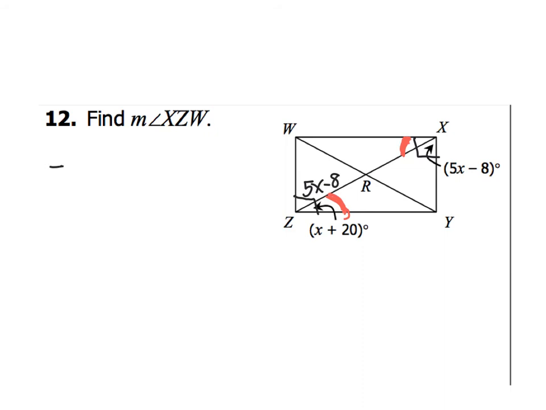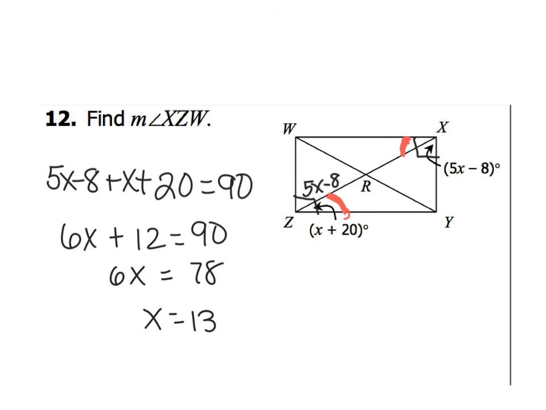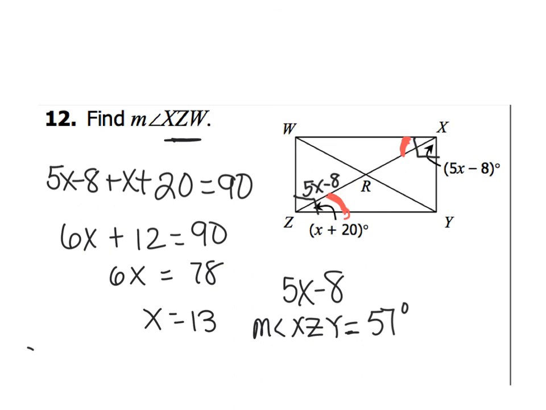So what is the setup? 5x minus 8 plus x plus 20, plus x plus 20 is equal to 90 degrees. Do your algebra and then answer the question. We get x is equal to 13. So we're looking for angle XZW, and that is represented by 5x minus 8. So it's equal to 57 degrees.